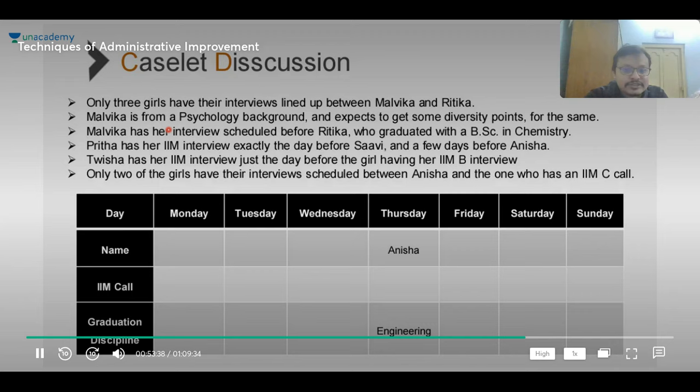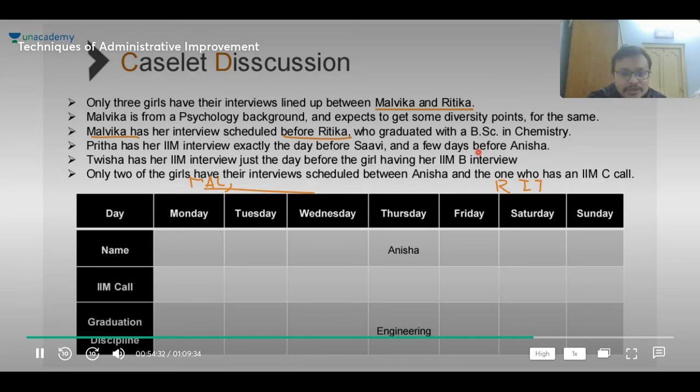The other interesting thing is, we need to look at who are the people before Anisha and who are the people after Anisha. It says only three girls have the interview lined up between Malvika and Ritika, with Malvika having an interview before Ritika. The fact that there is a gap of three columns between Malvika and Ritika definitely means one thing: Malvika must belong to the first half, whereas Ritika must belong to the second half. Doesn't matter whether it is a Monday, Friday, or Tuesday, Saturday, or Wednesday, Sunday combination, but definitely Malvika will belong to the half prior to Anisha, whereas Ritika will belong to the last three days.